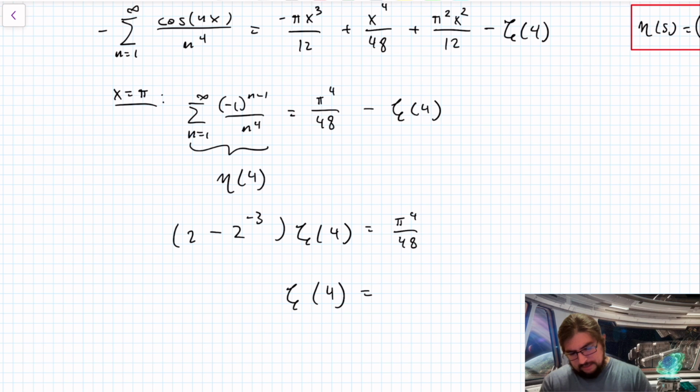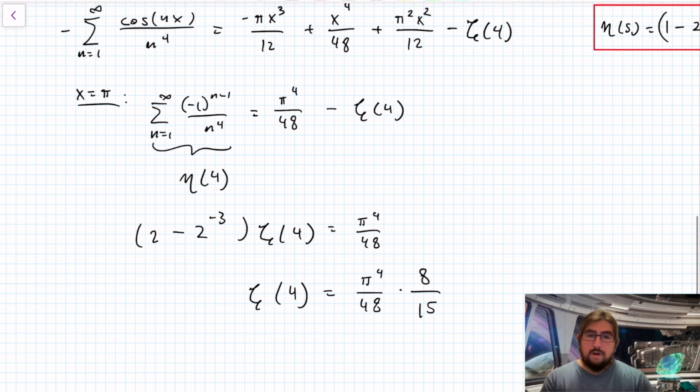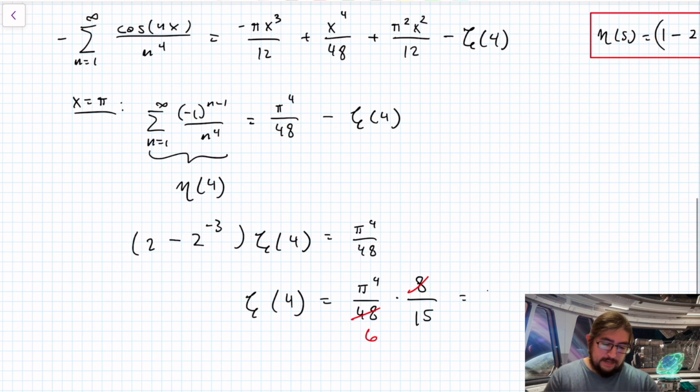So we have this times, not 15 over 8, but I guess 8 over 15. Whew. Okay, now 8 goes into 48 6 times, and 6 times 15 is 90. So pi to the 4th over 90. And in fact, this is the value of zeta of 4.